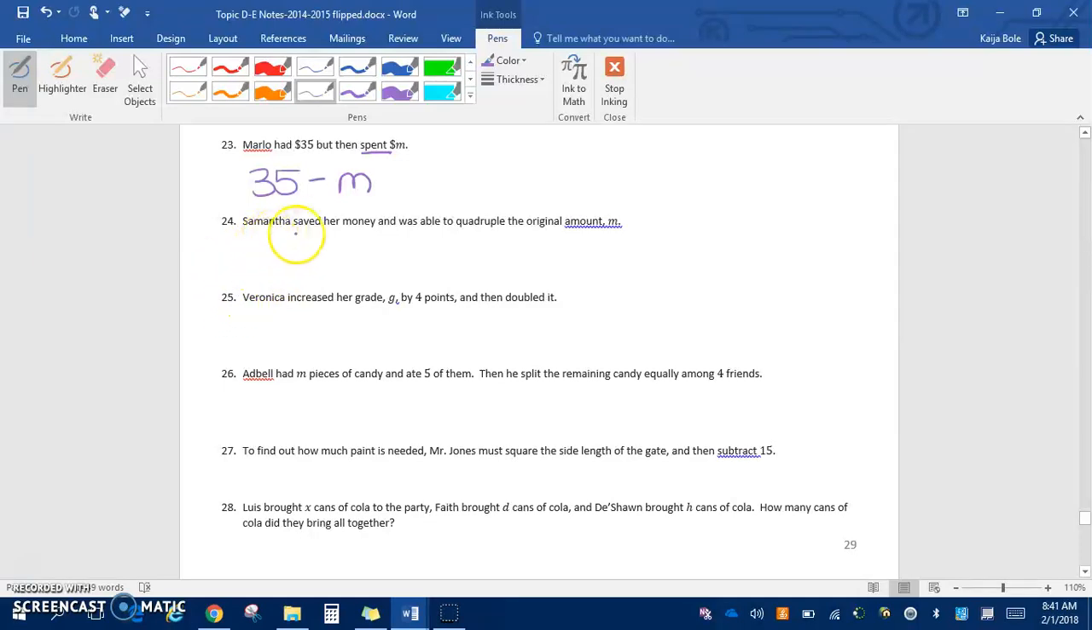Number 24 says, Samantha saved her money and was able to quadruple the original amount M. Quadruple is our keyword there. And that means we're multiplying it 4 times, so it would be 4 times M.